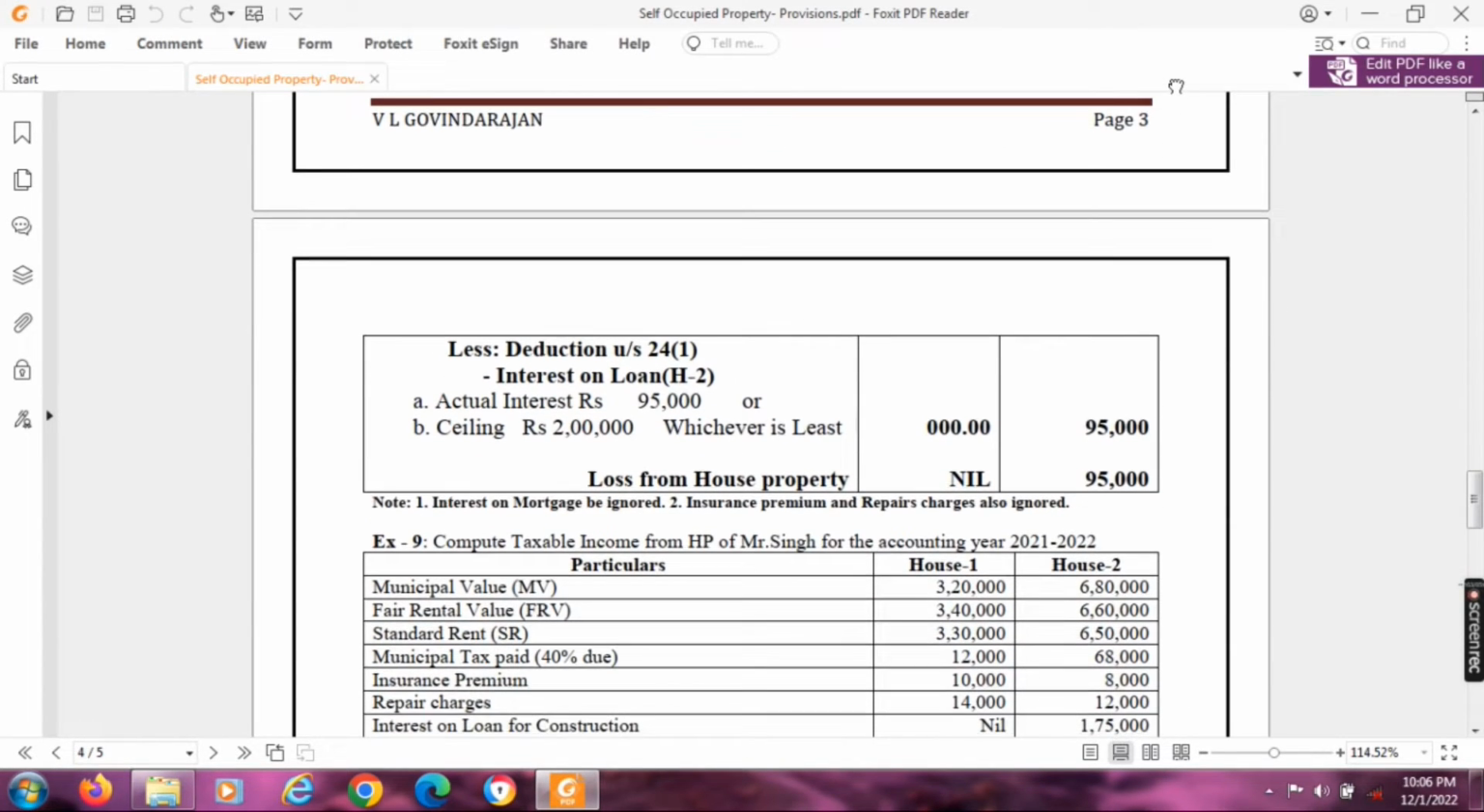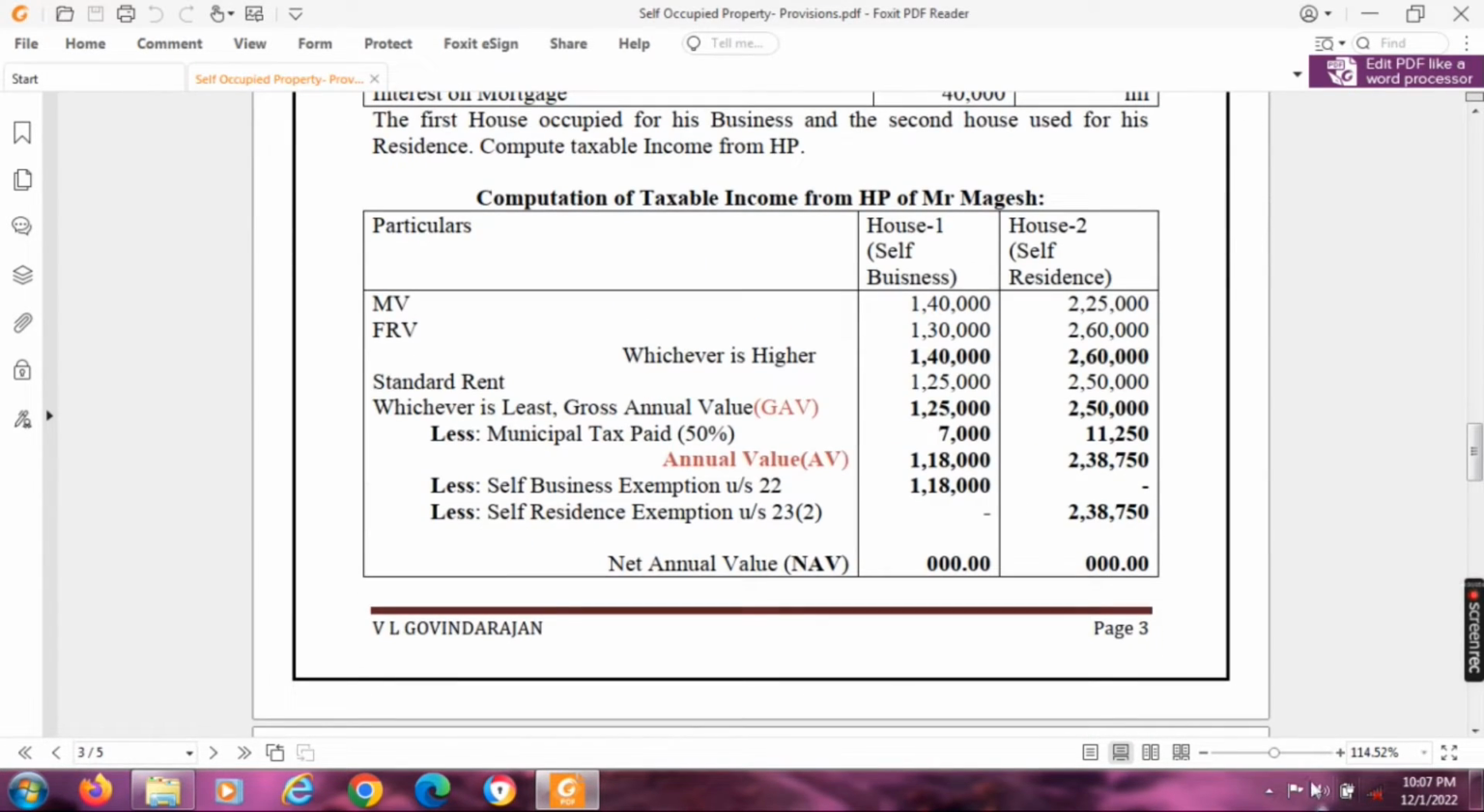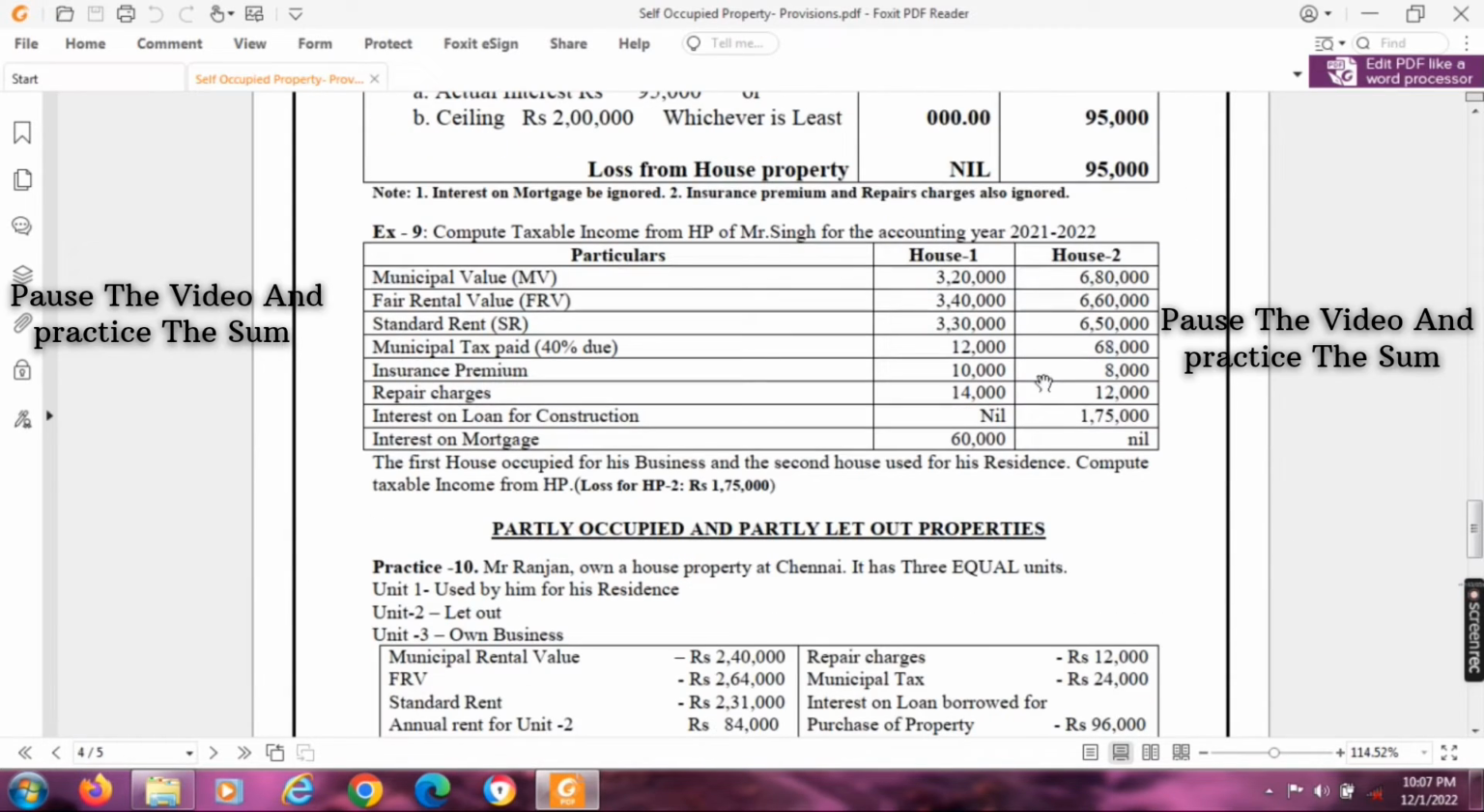But in this problem, we got interest on loan for house 2. Actual interest 95,000 or the ceiling amount of 2 lakh, whichever is least, is allowed as deduction. So for house 1, which is occupied by the owner for self-business, income is nil. For house 2, which is occupied for self-residence, he borrowed a loan and also paid interest. That interest on loan will be shown as loss from house property. In the same pattern, the listeners can practice exercise 9.